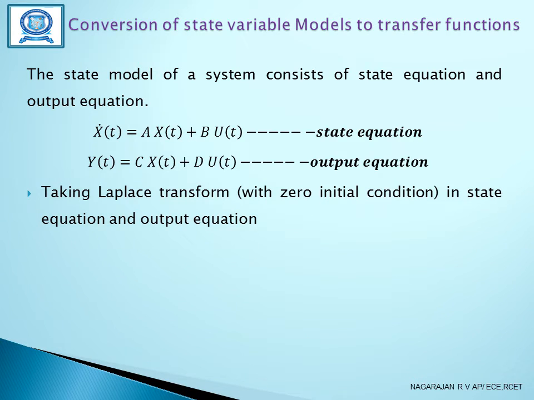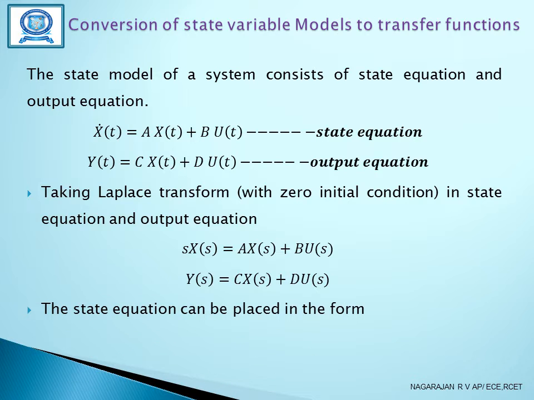Now taking the Laplace transform with zero initial condition in the state equation as well as the output equation, the equations can be changed as s into X of s equal to A into X of s plus B into U of s. This is the state equation after the Laplace transform. Similarly, the output equation is Y of s is equal to C into X of s plus D into U of s.